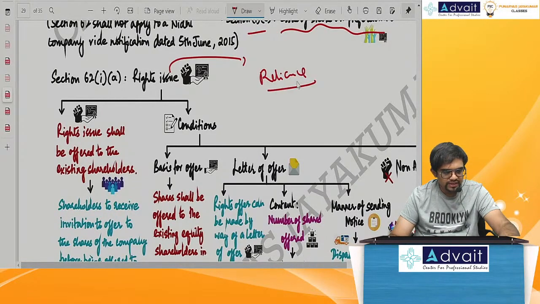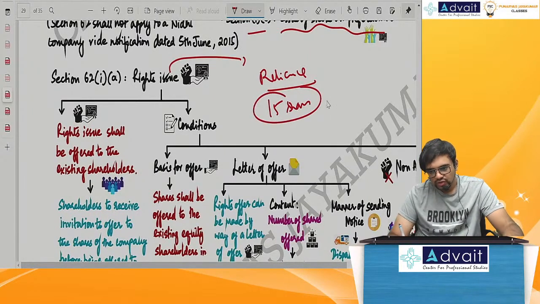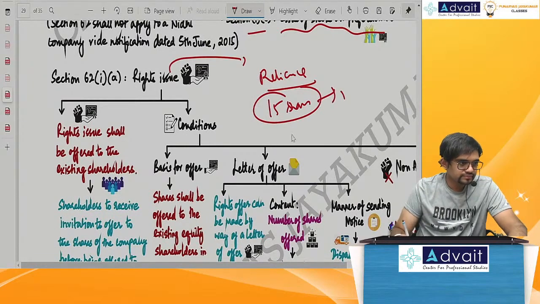Reliance Industries. The biggest rights issue that happened was Reliance Industries. So, what was the thing that happened in Reliance Industries? The biggest rights issue that happened was, for every 15 shares in Reliance, you would get 1 share.